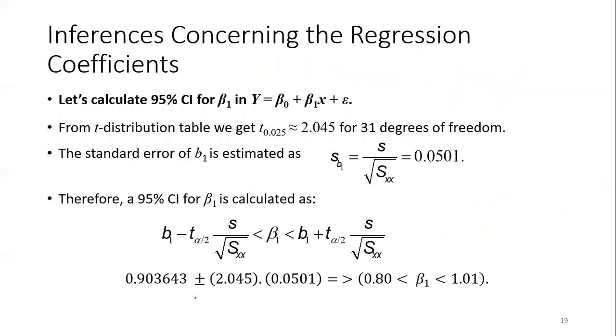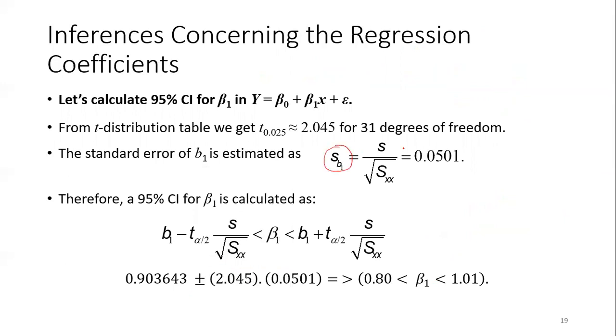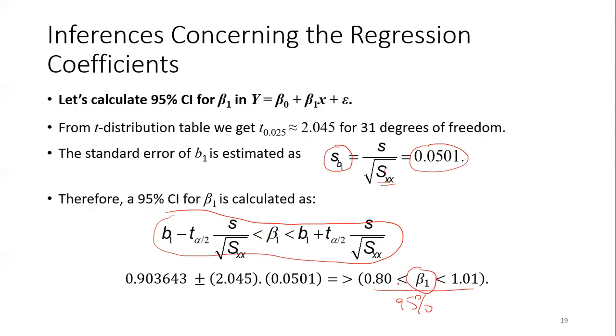Okay, then we will find the S of b1, which is equal to S, which we found in the previous slide, divided by the square root of Sxx. So it turns out that S of b1 is equal to 0.0501, which is almost equal to 0.05. We just plug it into this formula, then you will have: I am 95% confident that my beta 1 is between 0.80 and 1.01.